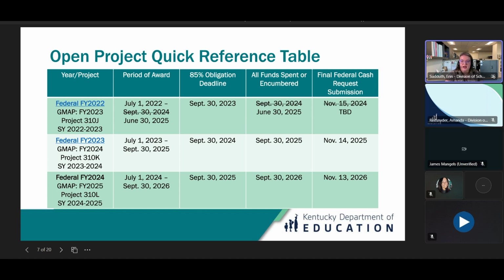And also don't forget to check any of your open applications in GMAP just to make sure that there aren't any outstanding revisions that were requested by KDE. Last time I checked, there are between 30 and 50 applications for both FY23 and FY24 that are not currently listed as KDE Consolidated Consultant approved. Now, some of those may be for programs other than Title I Part A. Just be sure to go in and double check and make sure that you've taken care of everything that you need to.